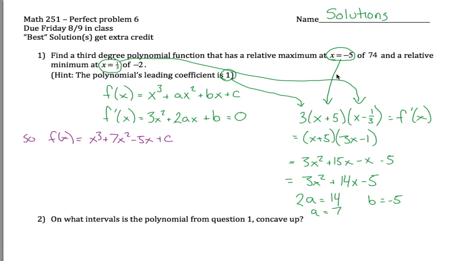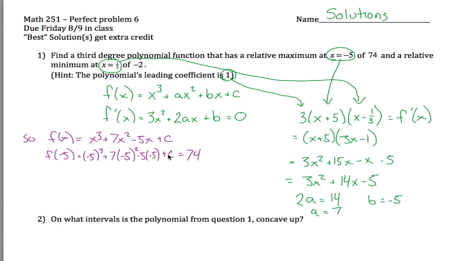But we can figure that out because we know that when x equals -5, for example, the height of the polynomial has to be 74. I wonder if it's easier to use the fraction one. I guess you could use either one. I'm going to use this fact. I'm going to say f of -5, which is -5 cubed, plus 7 times -5 squared minus 5 times -5 plus c. It's got to be equal to 74. So I have this expression here.